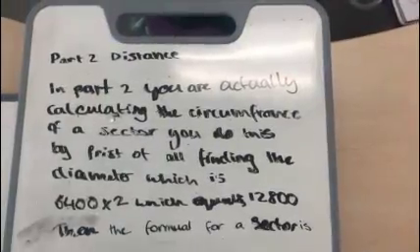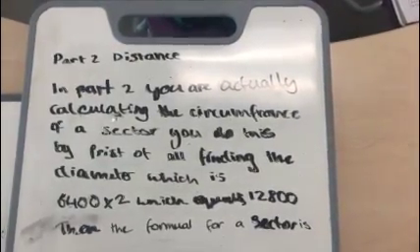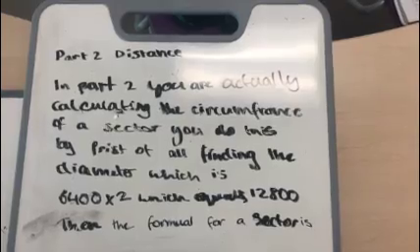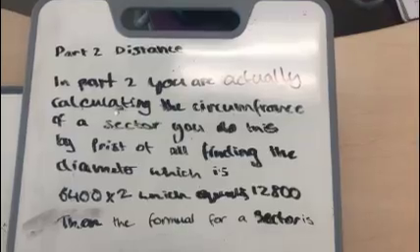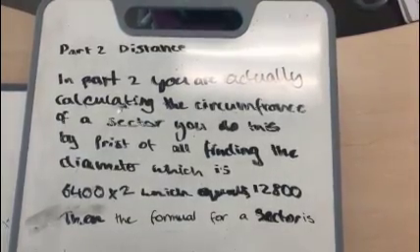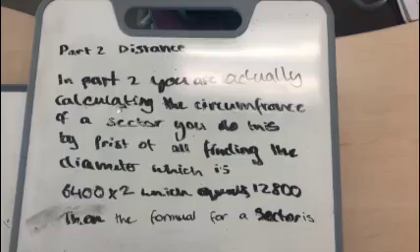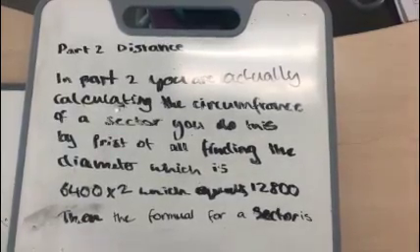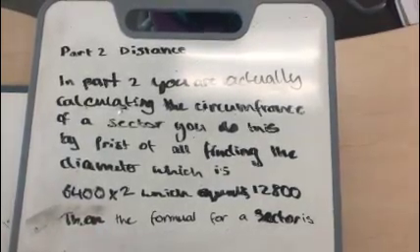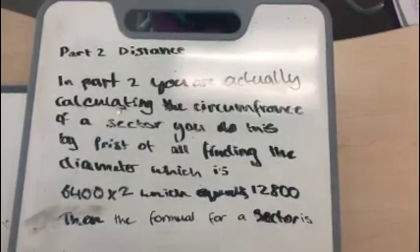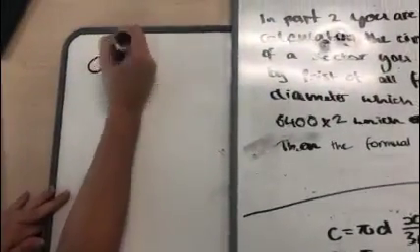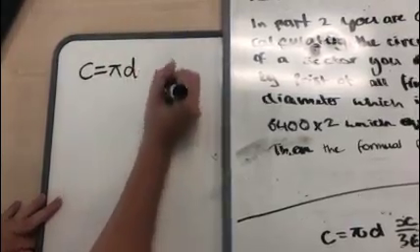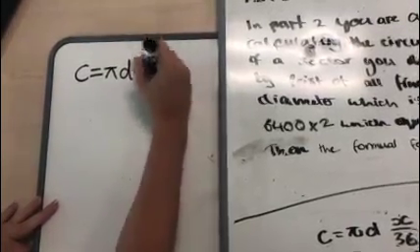Okay, so in part 2, you're actually calculating the circumference of a sector. You do this by, first of all, finding the diameter, which is 6,400 times 2. So we're doing this because a circle has a full diameter, and when you cut it in half, you get the radius. So because we want the diameter, we have to times it by 2, which is 12,800. Then, to find the sector, we're going to use this formula, which is the circumference equals pi d, and then it's x over 360.